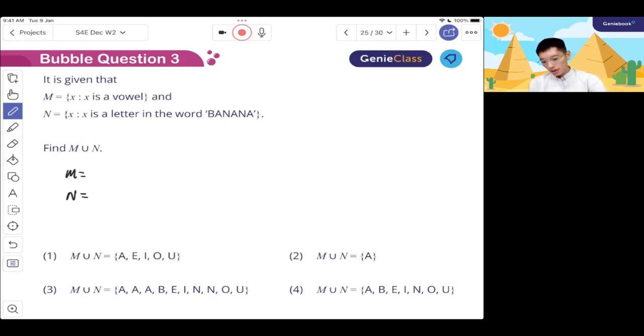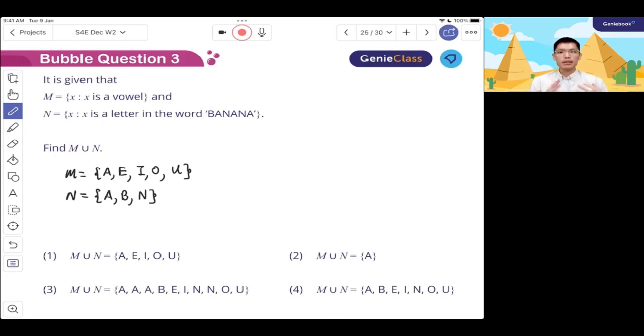Very good. So let's list down my elements first. So I hope you all realize over here, a vowel is basically these alphabets over here, A, E, I, O, U. But in this case, X is a letter in the word banana. So when we say a letter, we only want the letters that are involved. We don't want the repeats. So A, B, and N. So these 3 letters. So take note, do not repeat them when they say letters.